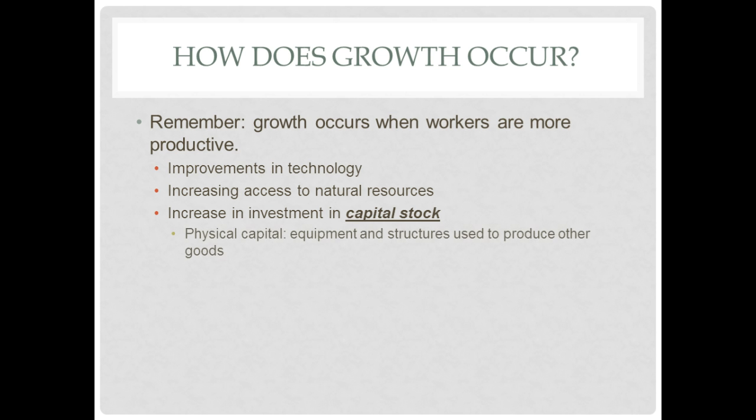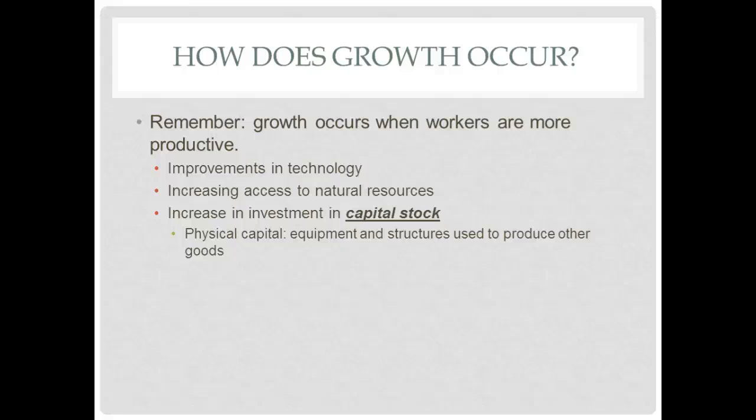Okay, well, there's two kinds of capital. Now, we've used the word capital so far this year. You might remember that at the very beginning, we learned that capital is one of our main resources. Capital in general is anything that makes producing other goods easier. And we break capital into two categories in this unit. The first is called physical capital, equipment and structures used to produce other goods.